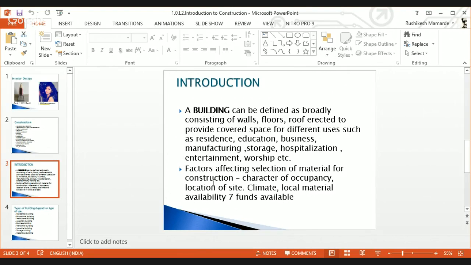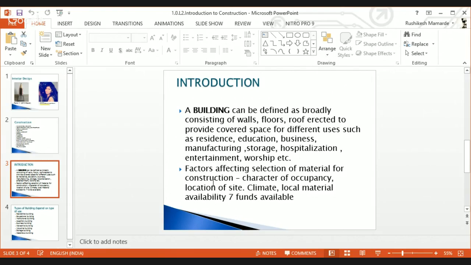Then location, then local material availability. If you are building a building in Pune and you need stone for constructing, and you are getting stone from here also, let's say you are getting granite in Pune at a cheaper rate, but if you need to import the same stone from another district or another state, it will cost you more. That factor also matters while you are constructing a building and selecting a material for it.